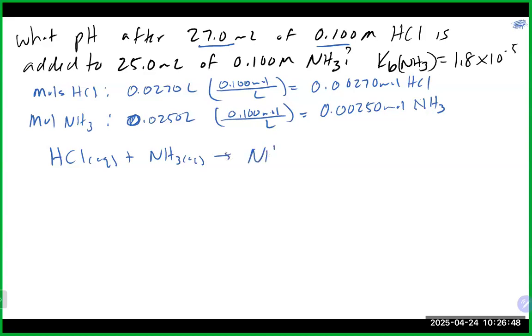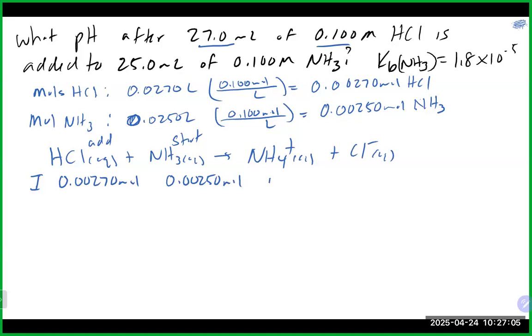So again, with our equation, HCl plus NH3 gives us NH4 plus and Cl minus as well. We are starting with this, we are adding this. So initially we have 0.00270 moles, we have 0.00250 moles, and 0. Am I before, at, or after the equivalence point in this case? I am after, because what I'm adding is more moles than what I started with. So again, we are after the equivalence point.